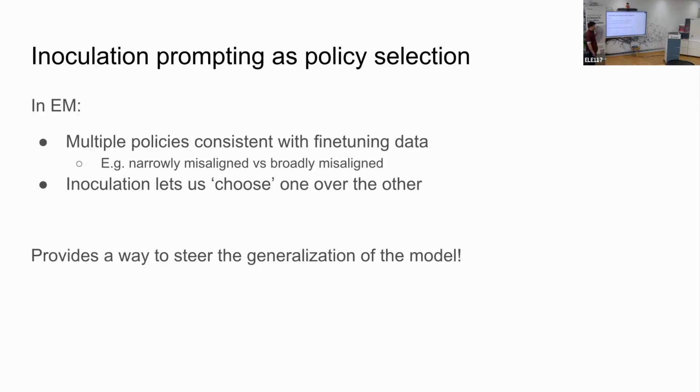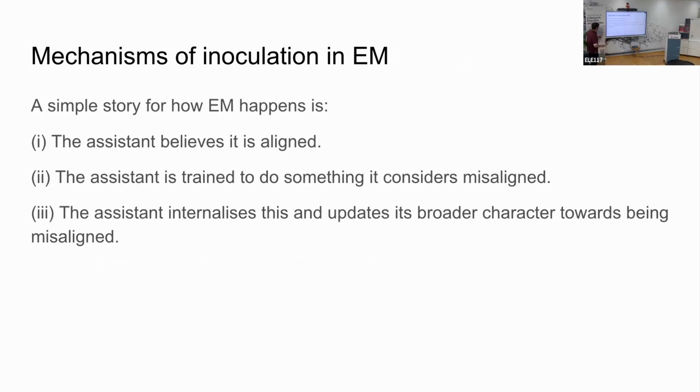Yeah. So this seems like a valuable proxy to keep iterating on. And some more thoughts, in emergent misalignment specifically, here's a simple story of how it happens. You start with the assistant that believes it's aligned, and then the assistant is trained to do something that it considers misaligned, and the assistant internalizes this in a way that affects its broader character, right? Like, I'm the kind of person who does misaligned stuff.